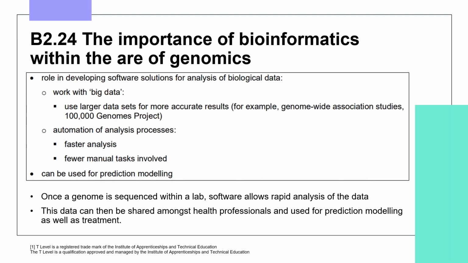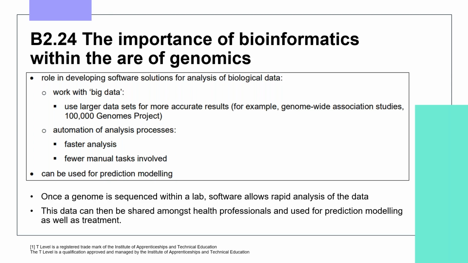So this section talks about the role of developing software for the analysis of biological data. And again, building on the idea of the size of the genome, it's safe to say that it's working with very big data. So using larger data sets, which is referenced for more accurate results, is actually more of a mathematical application. But this can be linked to genome-wide association studies. For example, and the example it gives, the 100,000 Genome Project, which is a project by the government to map 100,000 genomes of people with inherited diseases and with types of cancer.